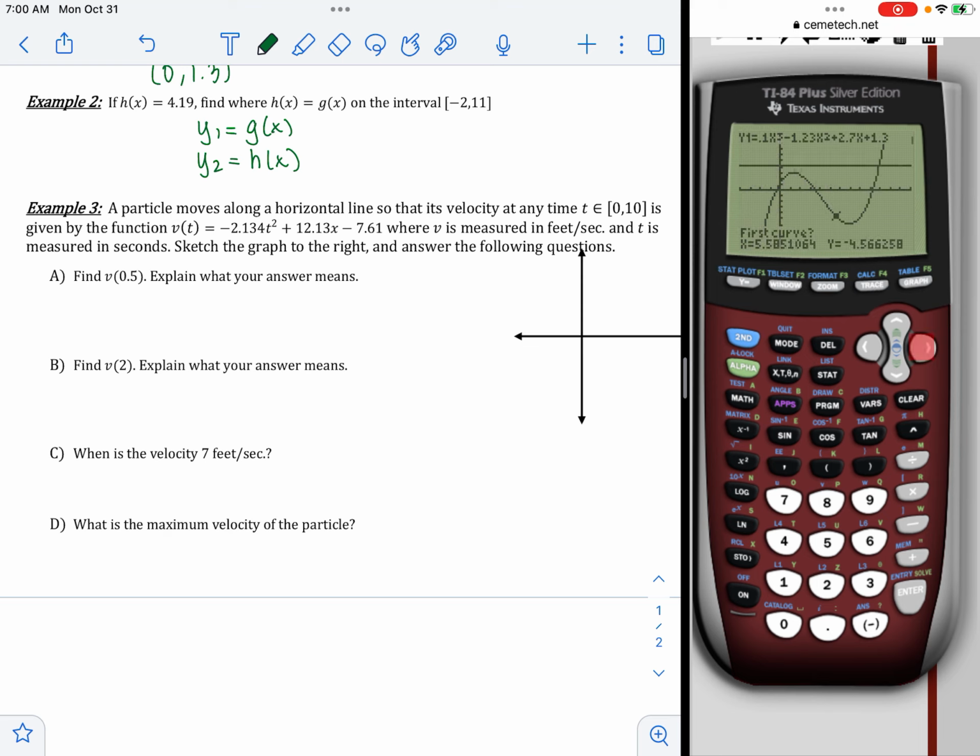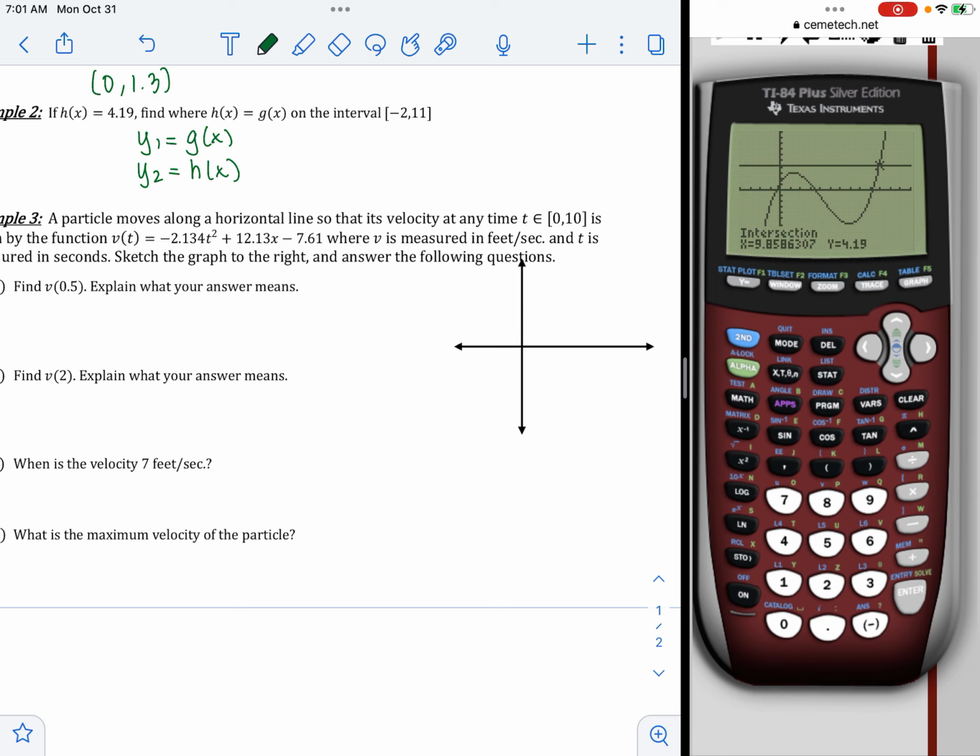Once again, we're going to get close to that intersection. All right, I'm close enough to that intersection. I'm going to hit enter because it asks, are you on the first curve? Yes. Are you on the second curve, which is technically a line? Yes. Hit enter. Guess. Hit enter one more time, and it'll tell me what the intersection is. The intersection is 9.859, 4.19. So if you read the question, it says if the y value is 4.19, find where the two y values are the same. So I want to find the x value. So it's at the x value of 9.859.